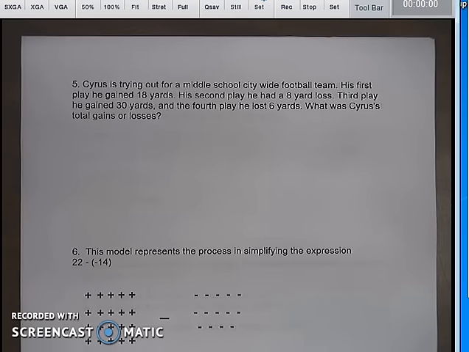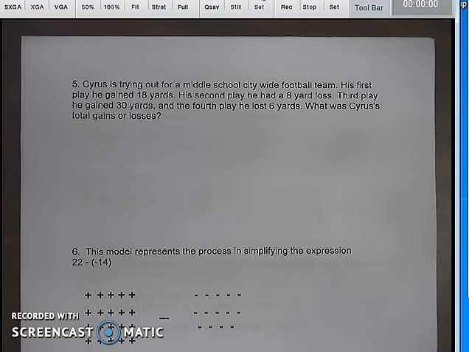Number 5. Cyrus is trying out for a middle school citywide football team. His first play, he gained 18 yards. His second play, he had an 8-yard loss. Third play, he gained 30 yards. And the fourth play, he lost 6 yards. What was Cyrus's total gains or losses?